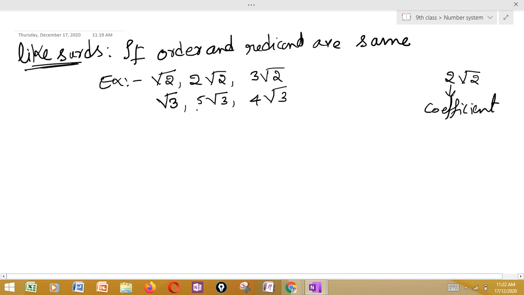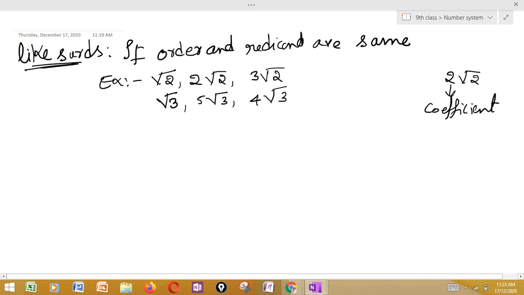What is the coefficient of the second surd? Five, sir. Very good. What is the coefficient of the third surd in the second example? Four, sir. Very good. What is the order of all those surds? Two, sir. Then you are still having confusion about the radicand and order.